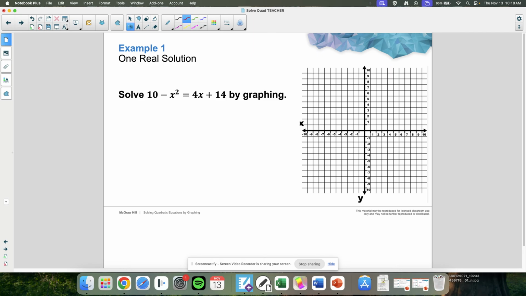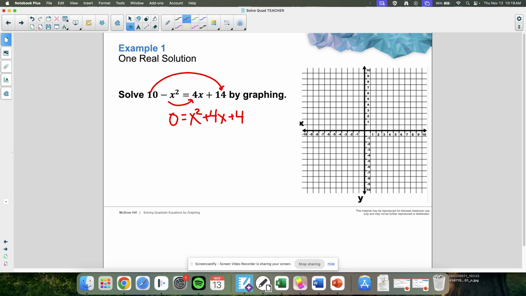It is easiest to graph with a positive x squared. So do you see how our x squared is negative? If I move it over to the other side, what will it turn into? Positive. My x's are already with it, so that's good. I also need to move the number over there. How do you move a positive 10? You subtract it. So what's 14 minus 10? 4. So step 1, set your equation equal to 0.